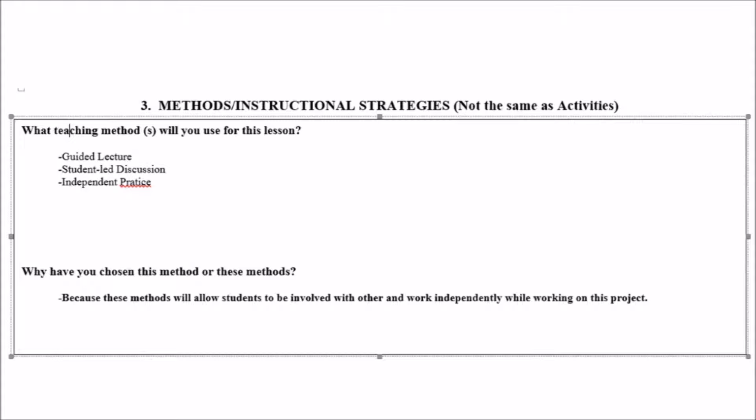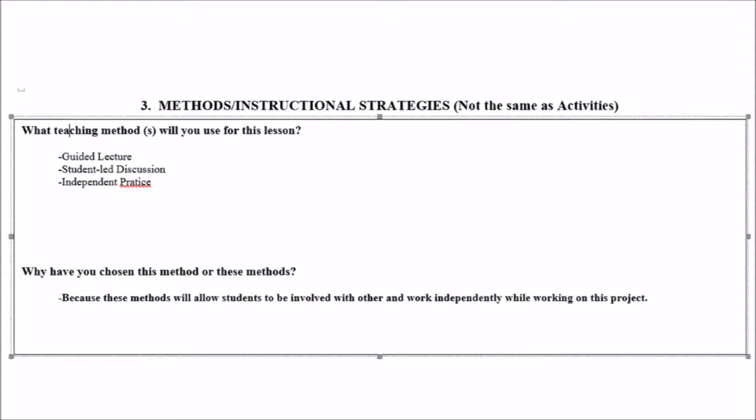Section 3, Methods and Instructional Strategies. What teaching methods will you use for this lesson? I will use guided lecture. That's basically me giving the students the guidelines for the lesson. Student-led discussion is the students working collaboratively during the editing process. And independent practice, that's when the students are working by themselves to publish their final piece.